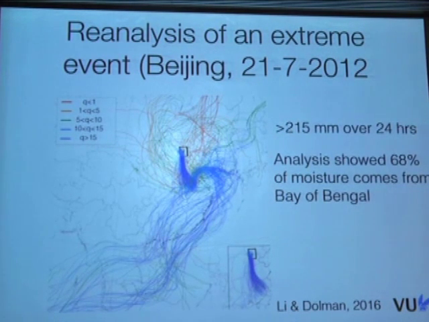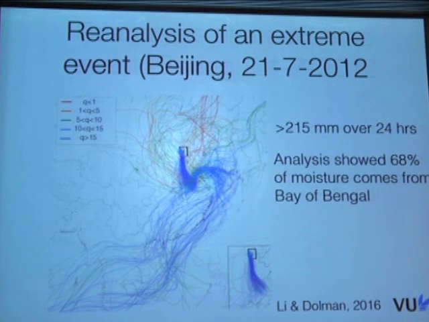So when we started doing this, we thought, okay, this has to be an atmospheric river. This has to be one of these supply chains that really put massive amounts of water into the system. And to some extent, that's true. What you see here are all back trajectories for a few days. And the blue ones are the wetter ones. These come from the Bay of Bengal.